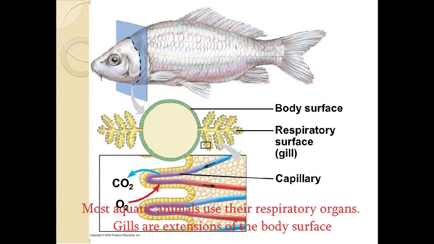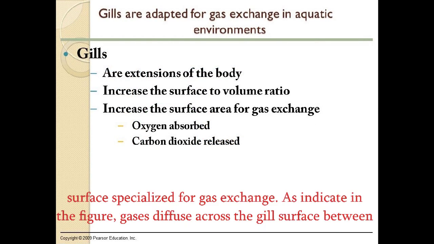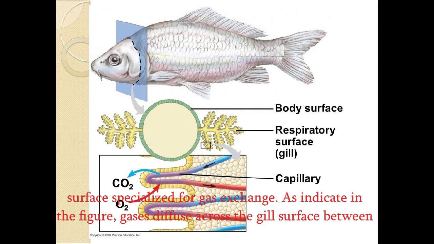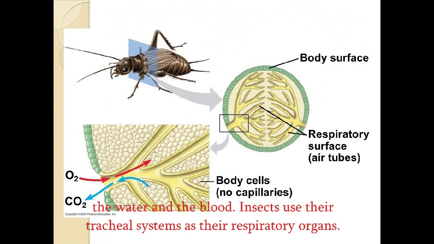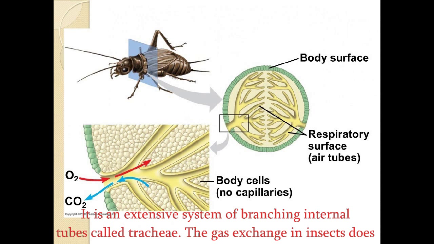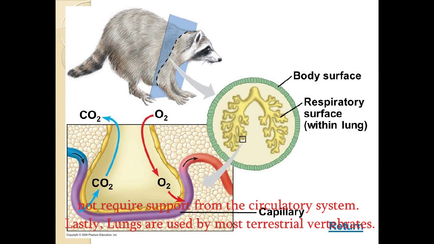Most aquatic animals use gills as their respiratory organ. Gills are extensions of the body surface specialized for gas exchange. As indicated in the figure, gases diffuse across the gill surface between the water and the blood. Insects use the tracheal system as their respiratory organ. It is an extensive system of branching internal tubes called tracheae. The gas exchange in insects does not require support from the circulatory system.